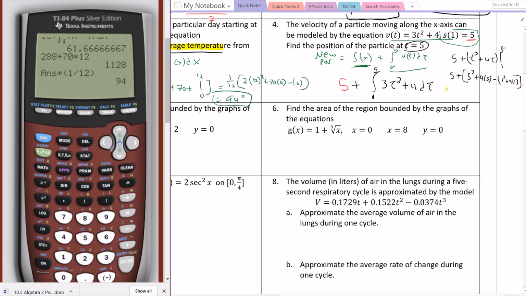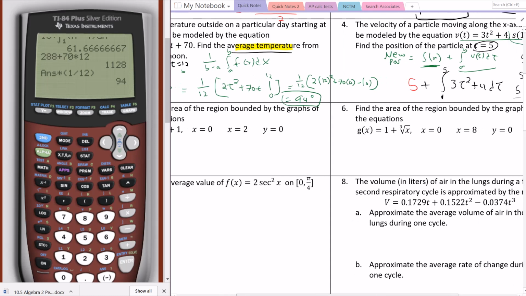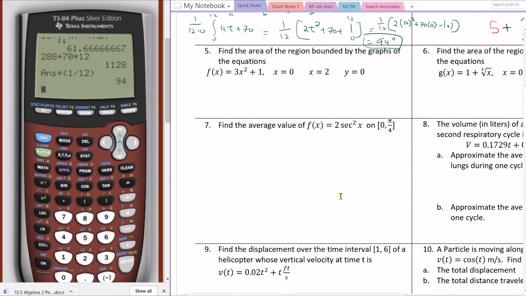And then we do all this, and we get 5 plus 125 plus 20. 1 to the third is 1, plus 4 is 5, so it's going to be minus 5. And so that's 125 plus 20 is 145, minus 5 is 140, plus this 5 is 145. That is the new position. Whatever, 145 miles south of something, without a context, we can't say much more.